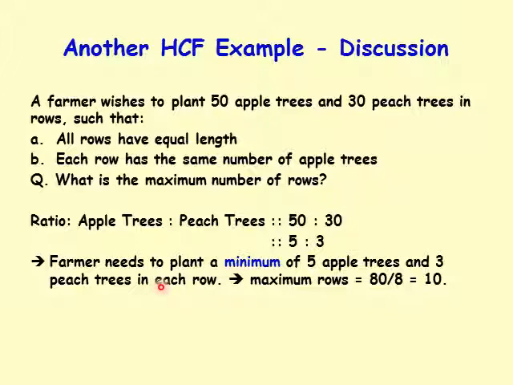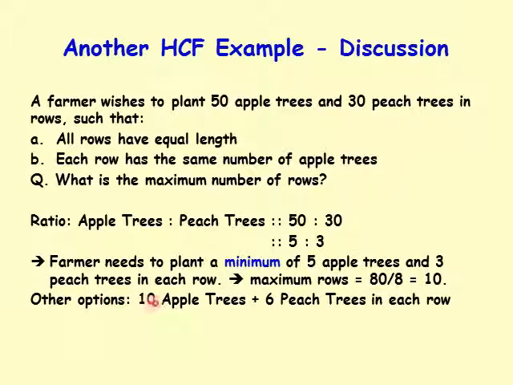Then in each row, that's at least 8 trees. So the maximum number of rows is 80 divided by 8. 50 plus 30 is 80. We have to have at least 8 trees in each row, so we'll need 10 rows.